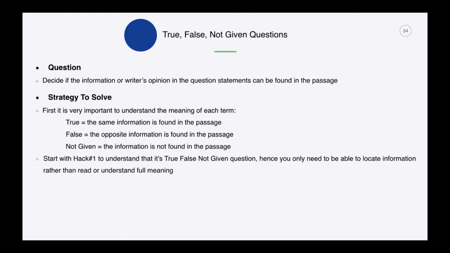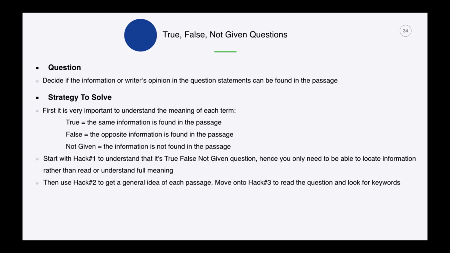You'll see hack 1. Quickly skim the questions before looking at the passage to find out, yes, it is a true, false, not given question. Hence, it's also one of the 4 types. You only need to locate information rather than reading or understanding the full meaning. Amazing. And 2, you use hack 2 to get a general idea of the passage. You read the first sentence of each of the paragraphs. Then you move on to hack 3 to read the question and look for keywords. Then you match the keywords to identify where in the passage these keywords occur.